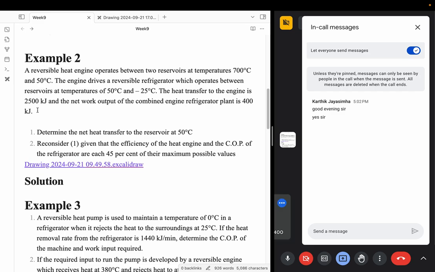The heat transfer to the engine is 2500 kilojoule, and the net work output of the combined engine refrigerator plant is 400 kilojoule, which means that partially the amount of work that is generated from the heat engine is used to drive the reversible refrigerator, and the remaining amount of work is 400 kilojoules. Now there are two questions. The first one asks you to determine the net heat transfer to the reservoir at 50 degrees Celsius.